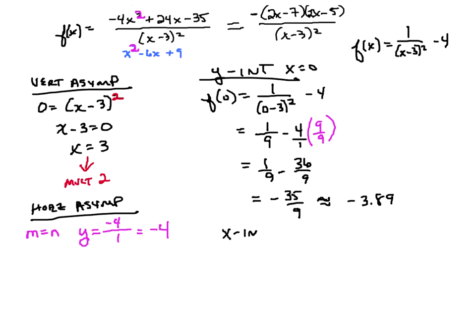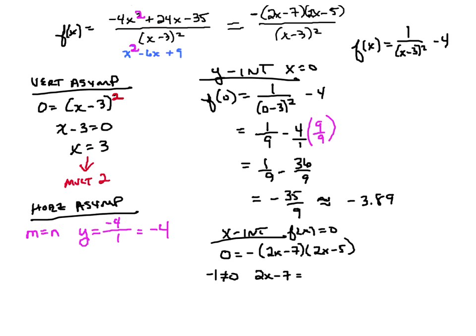And then finally my x-intercept. That is when f of x is equal to 0. And remember, I only have to worry about my numerator. So when my numerator is equal to 0, 2x minus 7, 2x minus 5, going to use that version. So -1 does not equal 0. I don't have to worry about it, but I could have 2x minus 7 equaling 0 and 2x minus 5 equaling 0.